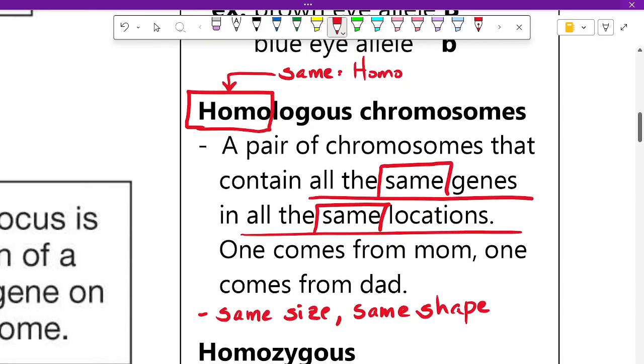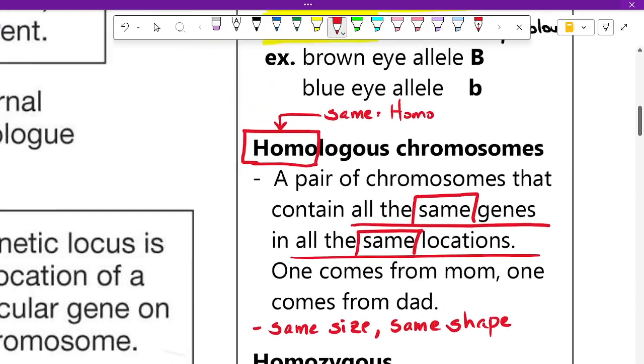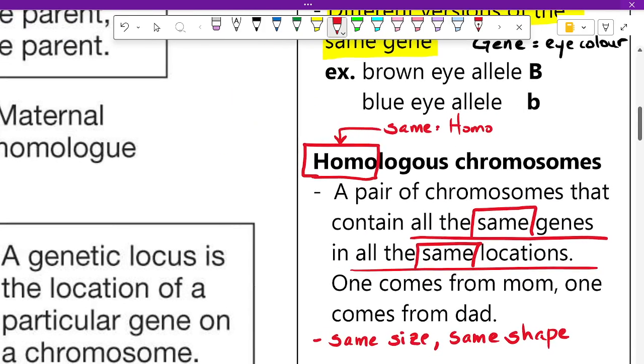So for homologous chromosomes, and it's pronounced homologous, try saying that. If you're not comfortable saying it out loud, at least say it in your head. Homologous, homologous, homologous. Okay.